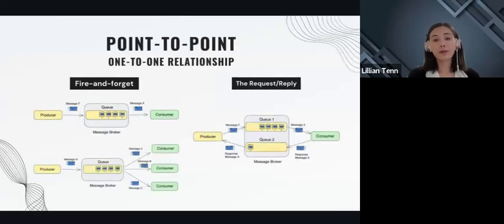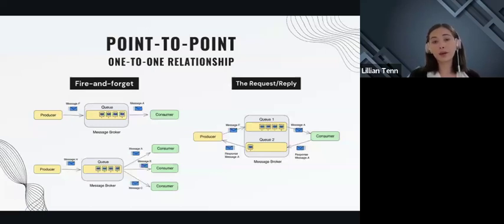In a point-to-point model, messages are sent from a single producer to a specific consumer. Each message has only one consumer, ensuring that it is processed by exactly one recipient. Messages are typically delivered to a queue where they await processing by the designated consumer. Once a message is consumed, it is removed from the queue, ensuring that each message is processed only once.